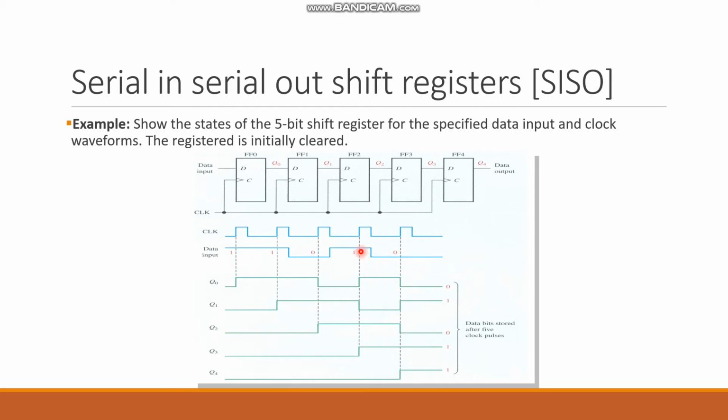You can see here in this clock pulse, the data in is 1. That means the first flip-flop is going to be 1, as you can see there. And what happens to the next one? The previous input of this flip-flop was 0. So this 0 is going to be shifted to the next one, as you can see there. This is how the shift registers are working. And this is going to be the last output, 0, 1, 0, 1, 1.